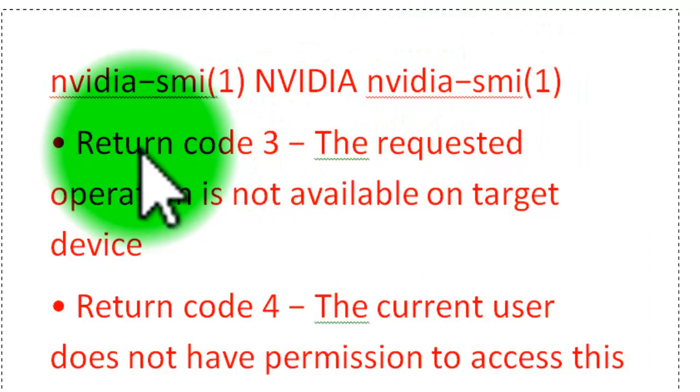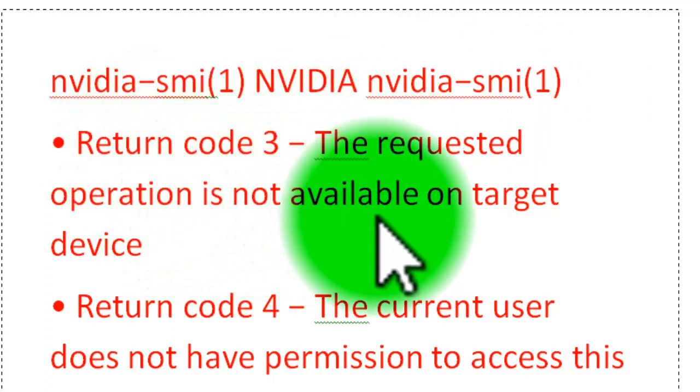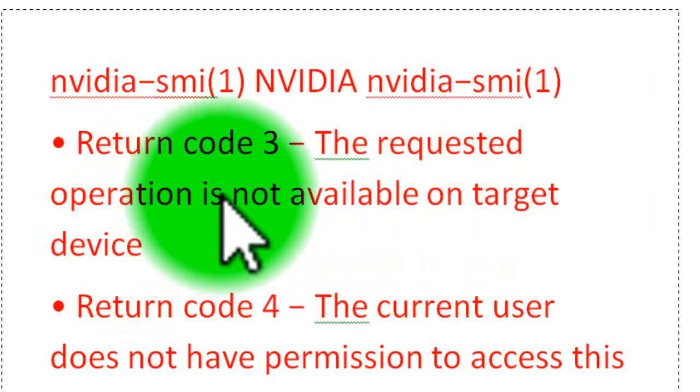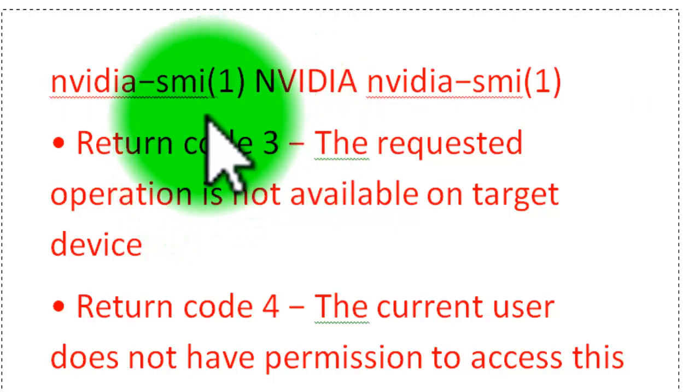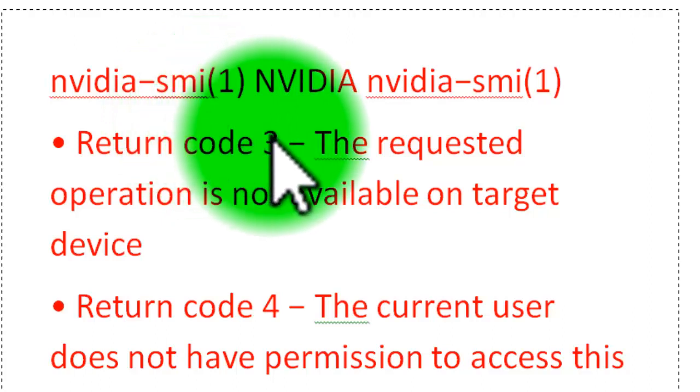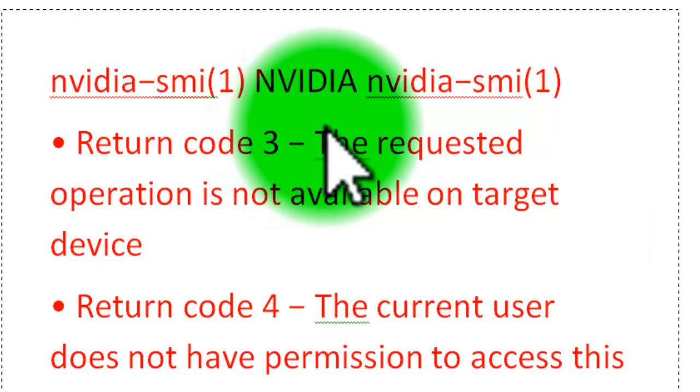So the return code 3: the requested operation is not available on target device. If you get an error like 3, it means the target of your device is not available yet, so you can try again later.